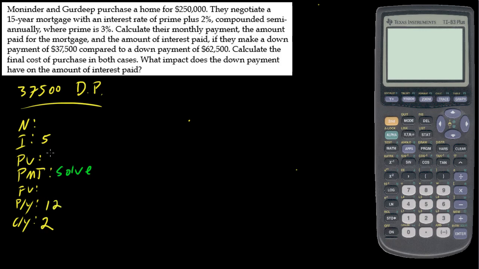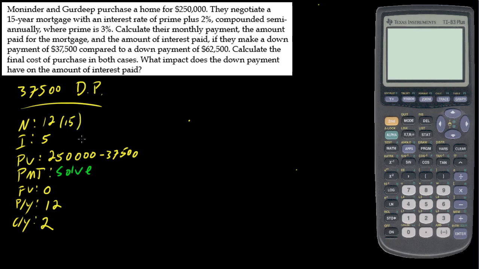Our PV value is going to be the list price of a home. However, we're going to subtract $37,500 from that for a down payment. And of course, we want to pay this house off, so future value is going to be 0. The number of payments is 12 payments per year, but we're doing that for 15 years. So we're going to enter that one in.